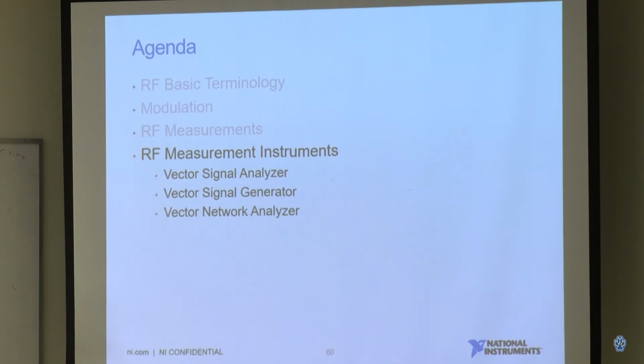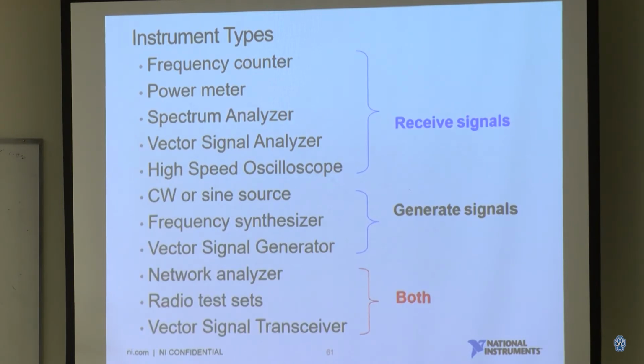So now I want to talk about some of the RF measurement instruments. Different RF signals have different instruments to measure or characterize them. There are multiple instrument types. One is the frequency counter, power meter, spectrum analyzer, vector signal analyzer, and high-speed oscilloscope. They receive signals, so they are doing signal analysis.